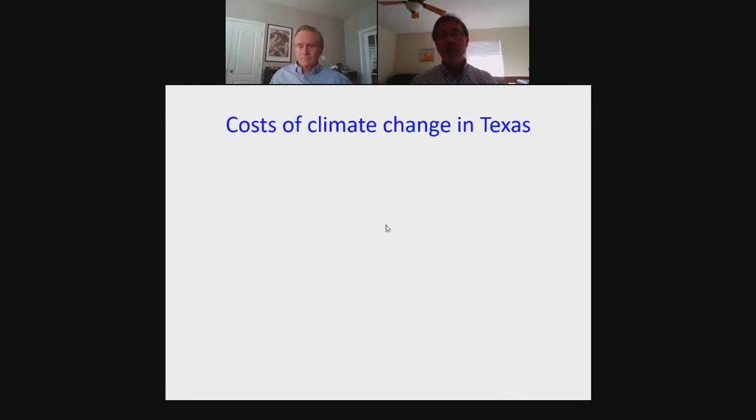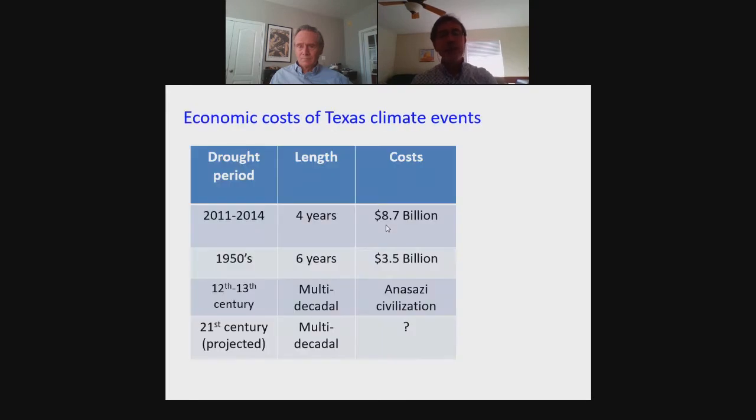Let's consider the costs of climate change. So let's consider these drought periods. The 2011 drought, which I mentioned, cost 8.7 billion per year. The 1950s drought cost 3.5 billion per year. And this is all scaled and corrected, it's all in today's dollars, taking into account consumer price index changes over time. And how about the Anasazi civilization? What cost? How can we monetize the loss of a civilization?